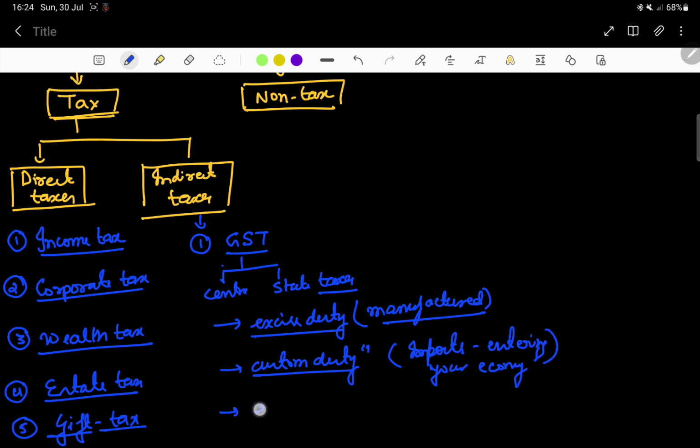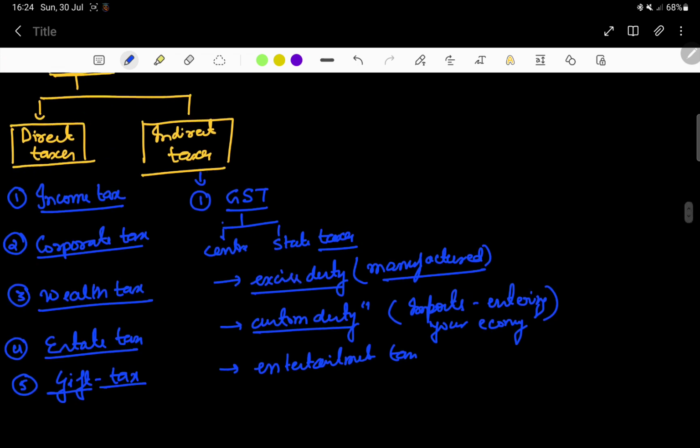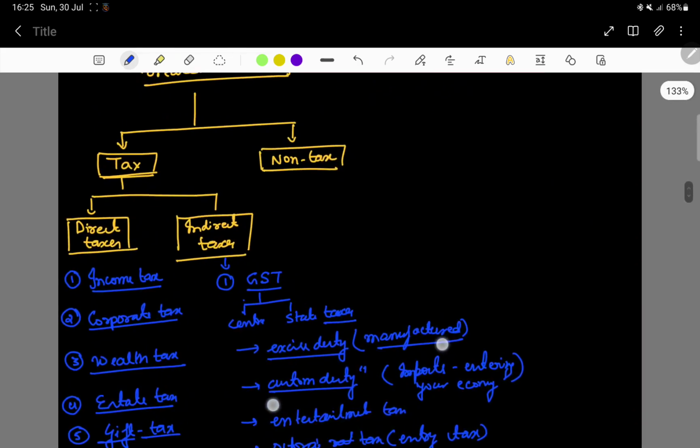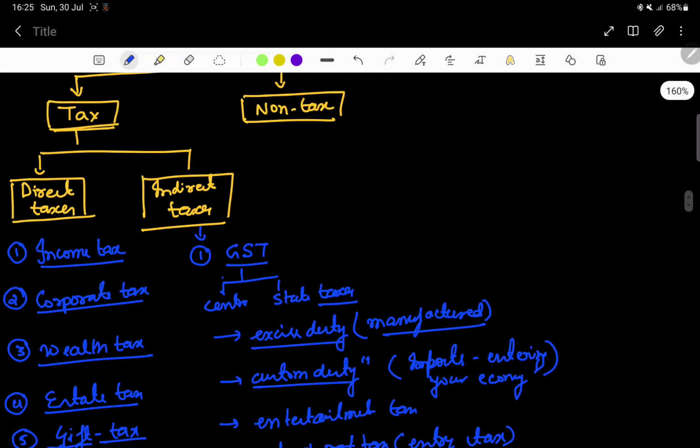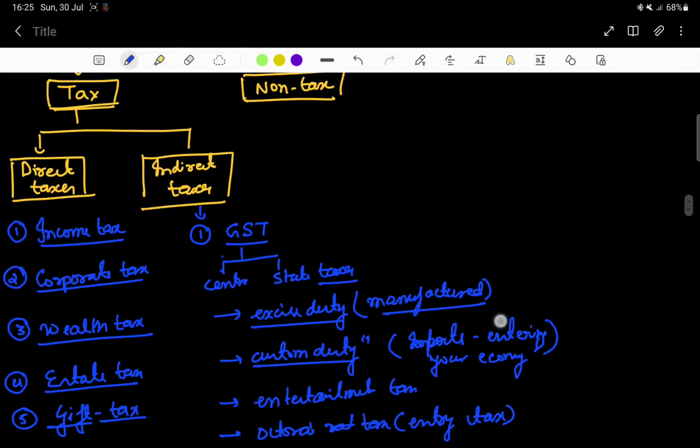And there are other taxes, entertainment tax or octroi. Octroi tax is nothing but an entry tax into the village. This is octroi, okay. So this you can remember in indirect taxation.